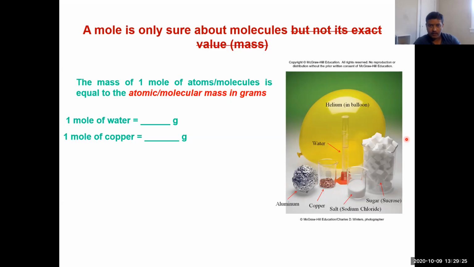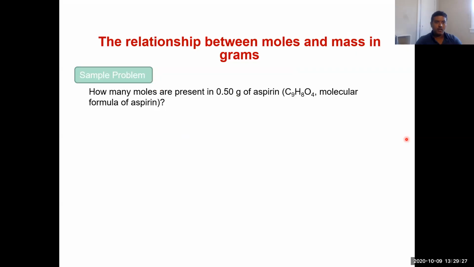Okay, all right, let's practice it. So the problem is asking how many moles are present in 0.5 grams of aspirin. And the aspirin molecular formula is given as C9H8O4.